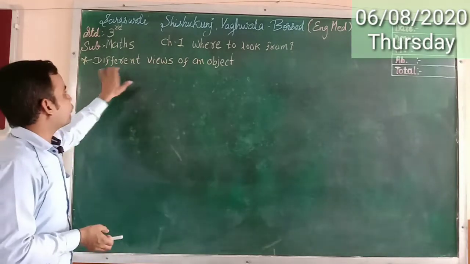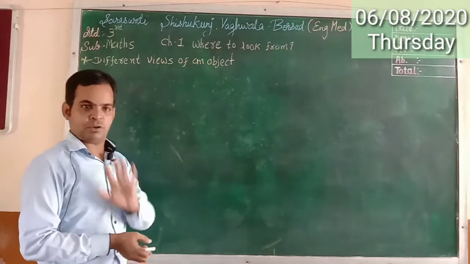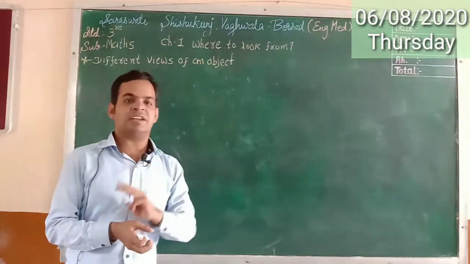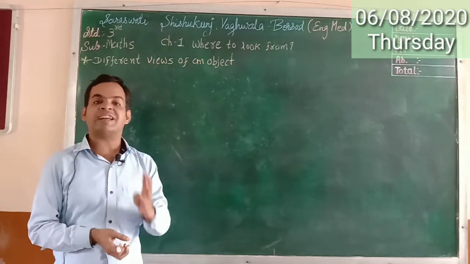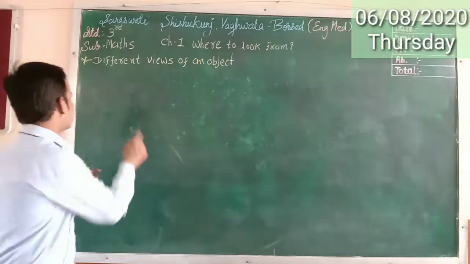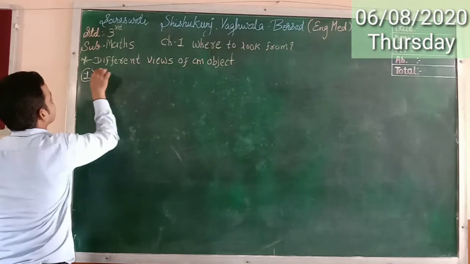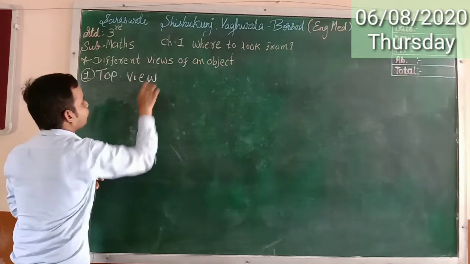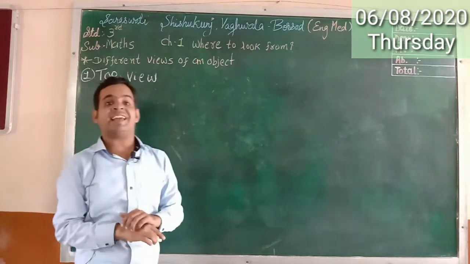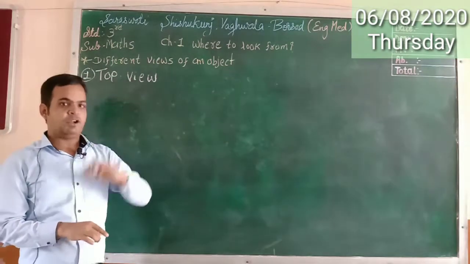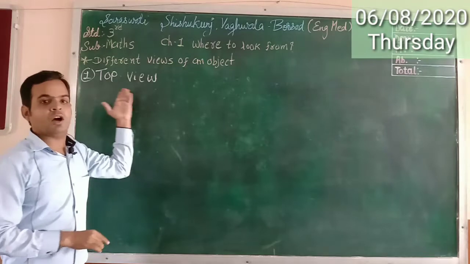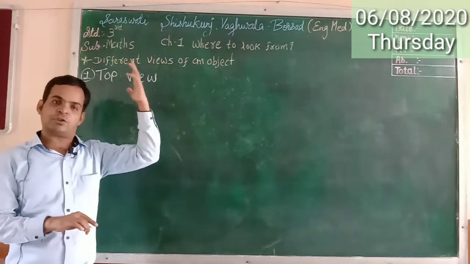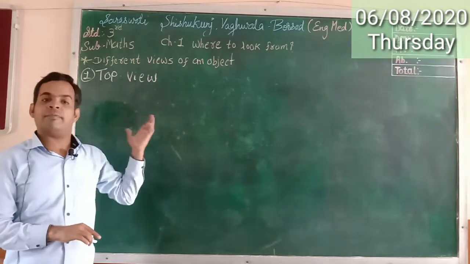Okay, so here are the different views of an object. We can see any object from three views: top view, side view and front view. First number is top view. When we see any object from the top, we call that top view. For example, if you see any object from the terrace, we call that top view.